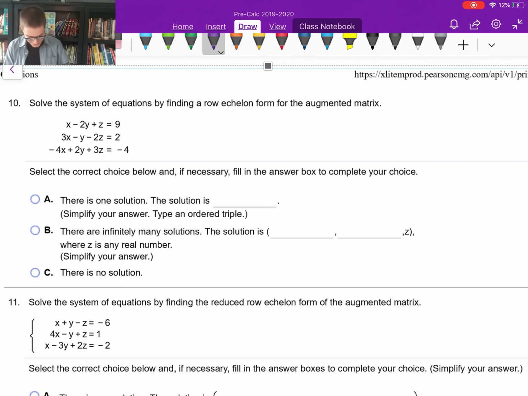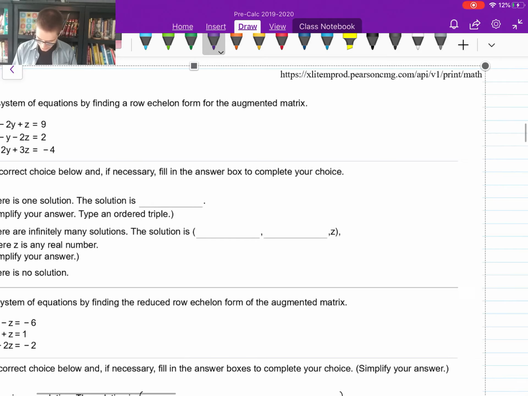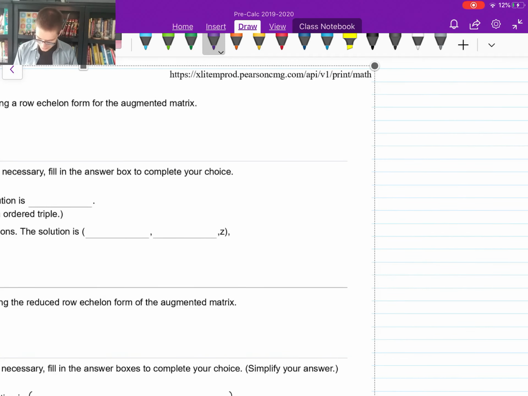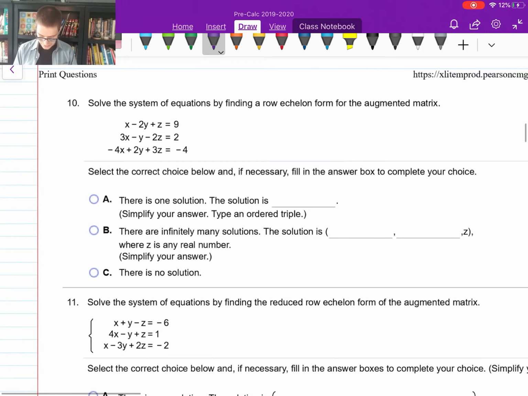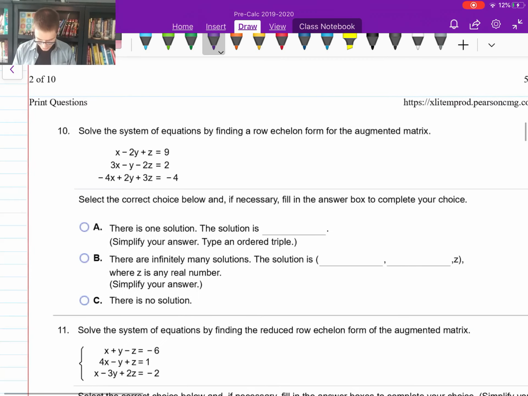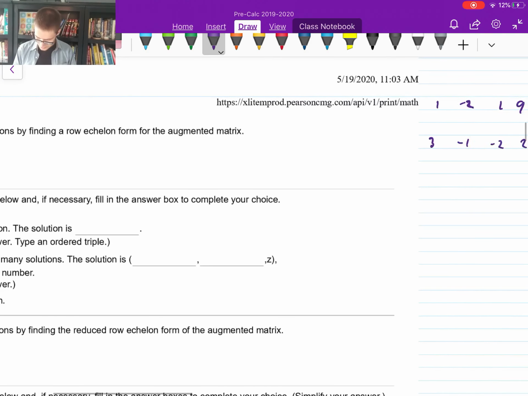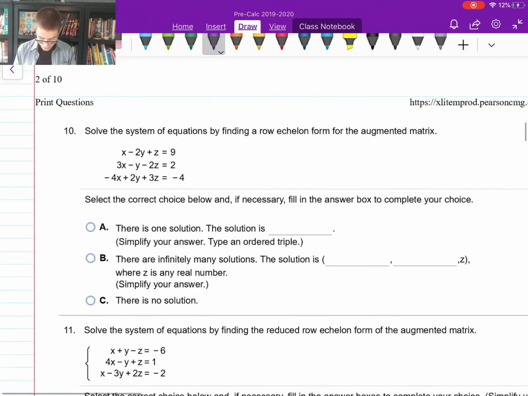That'd be awful. Okay, so let's see, for the first row, we've got 1, -2, 1, 9. Then 3, -1, -2, 2. Okay, and then -4, 2, 3, 4. No, -4, 2, 3, -4.